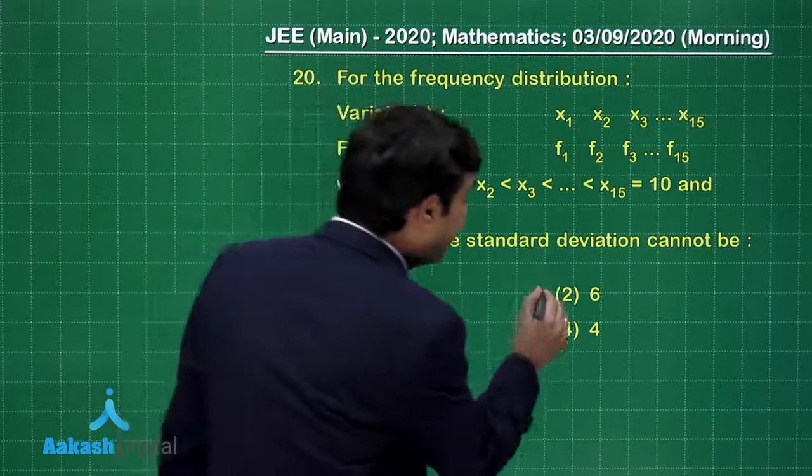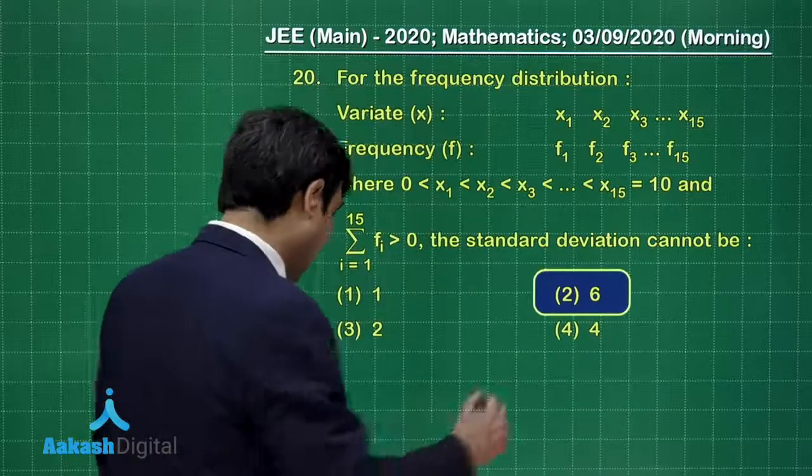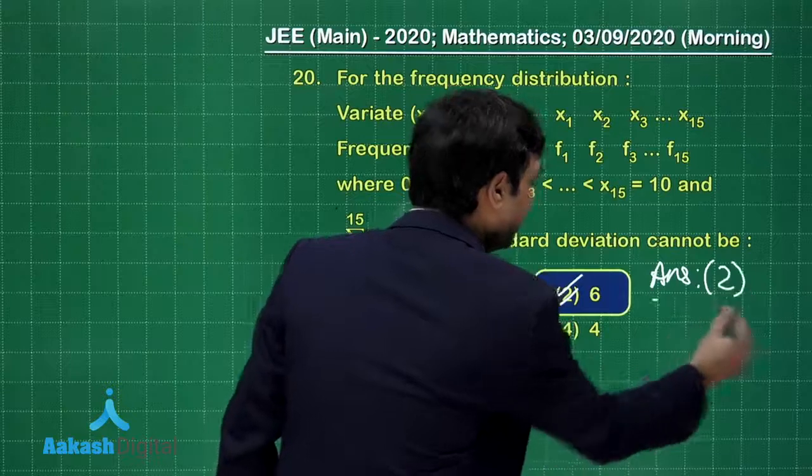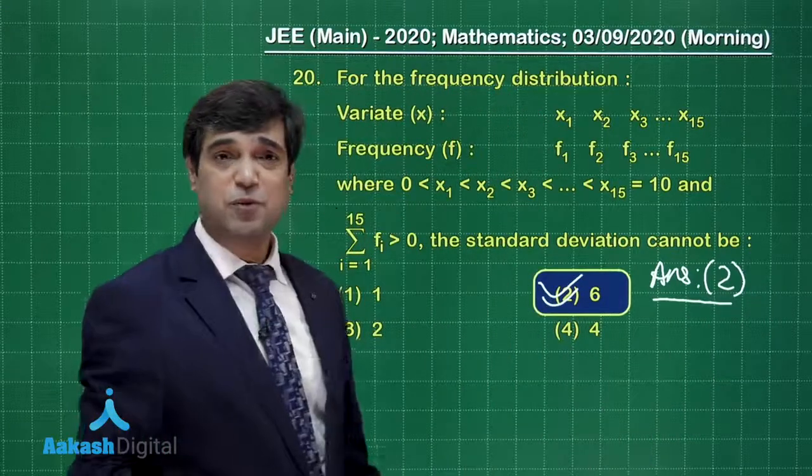It cannot take the value 6. So that's the direct result over here. If we know the result, we can put it. Otherwise, there would be a problem. Let's move on to the next one.